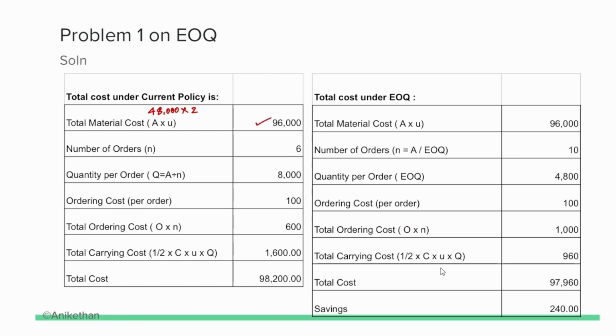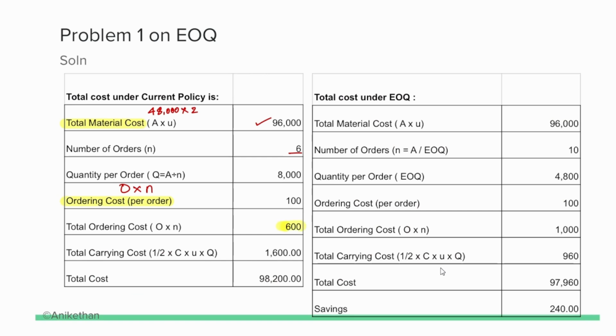Next, you have to calculate ordering cost. To calculate ordering cost, what do you need? You need O, you need number of orders. Under existing policy, you know it is 6 orders, correct? 6 into 100, you will get 600. That is your total ordering cost.